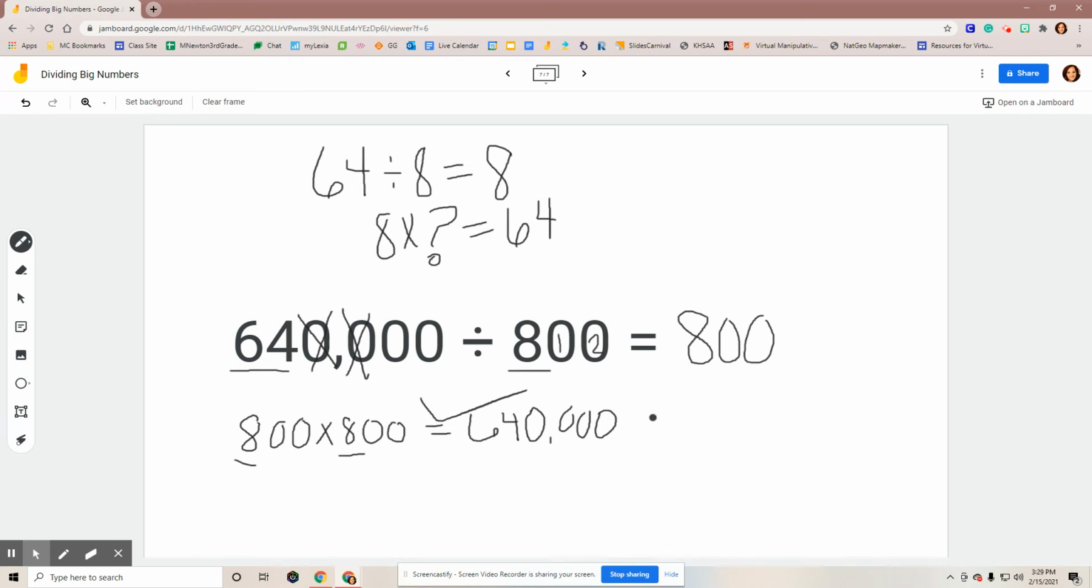I'm glad that we were able to learn how to divide big numbers since we already know how to multiply big numbers. I can't wait to see what you guys get with these sample problems I'm about to ask you.